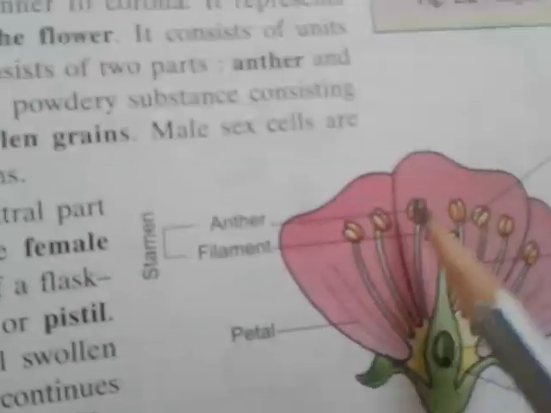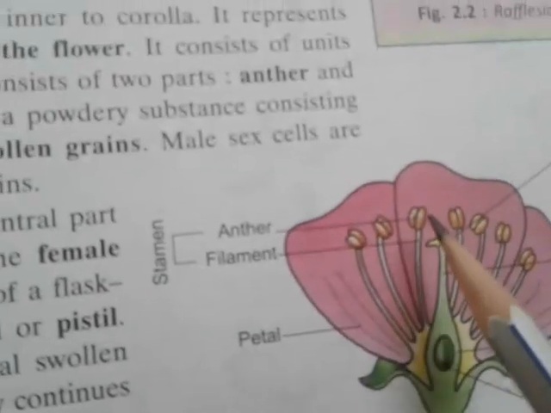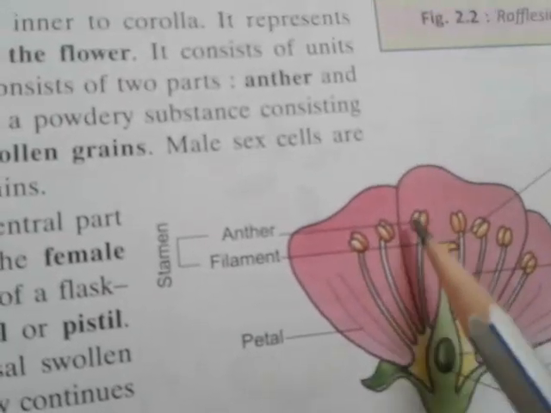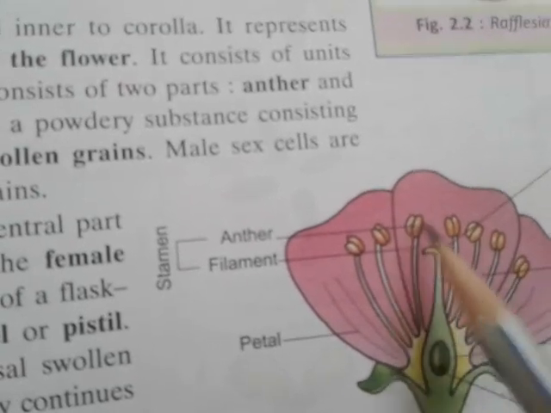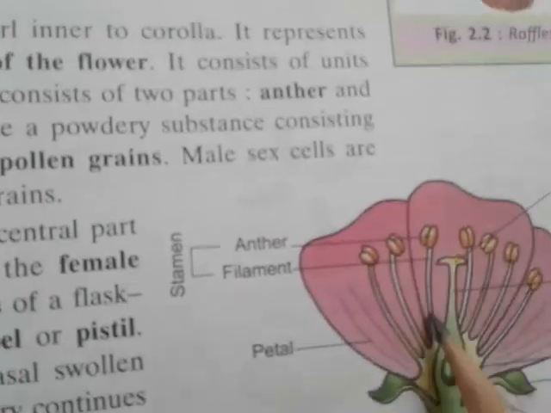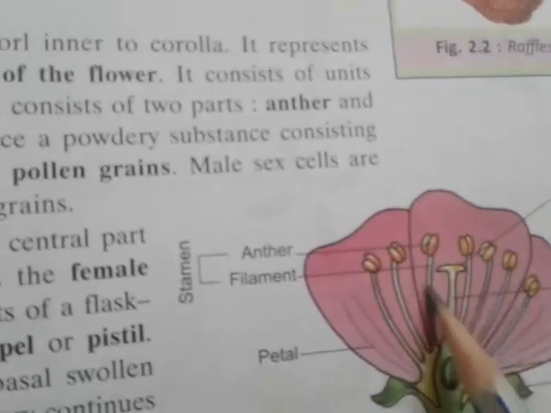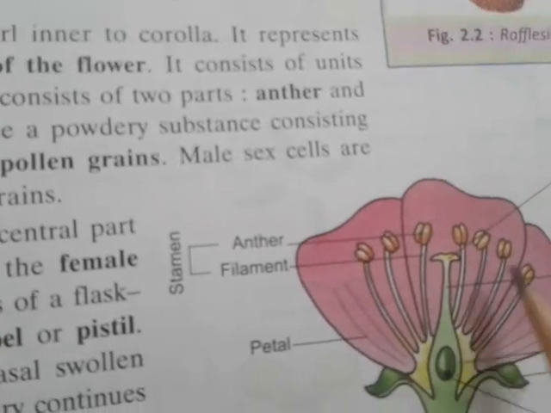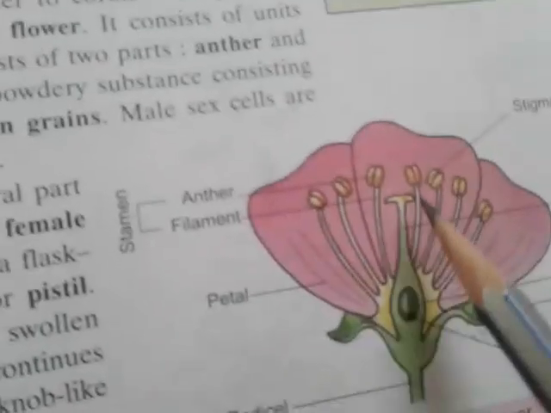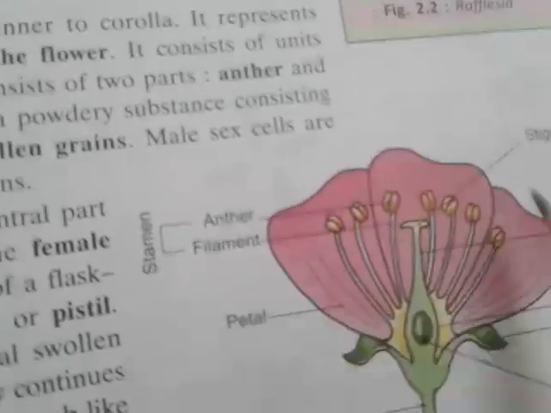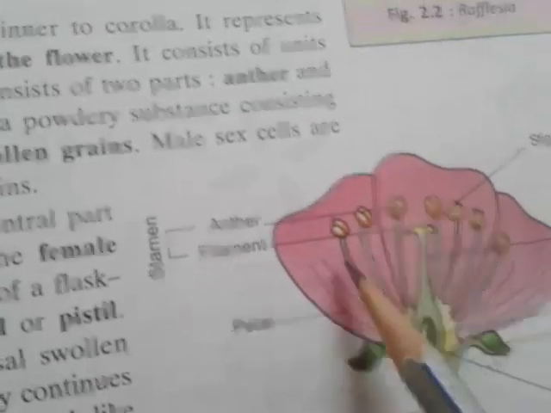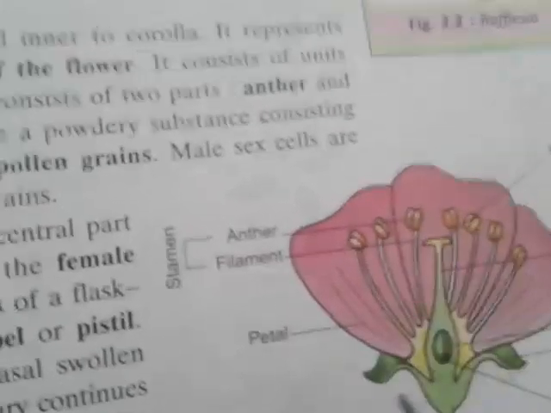These things I will discuss later on. See these things first. This part is your androecium part, this part is your anther, this part is your filament, and all of it together is your androecium. This is the male part.